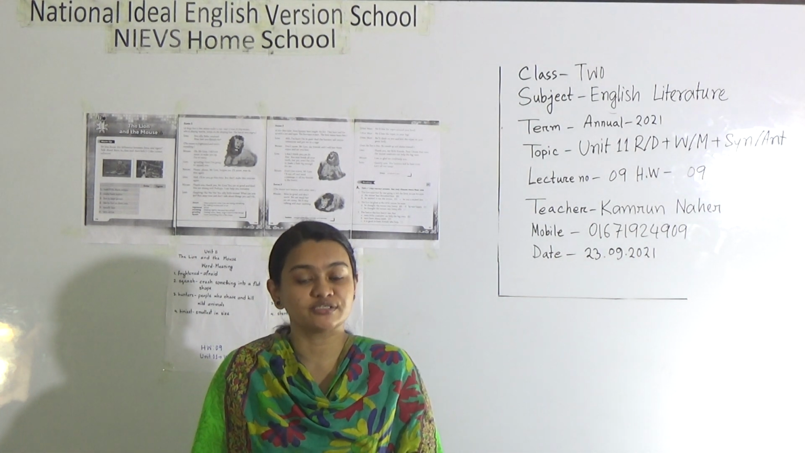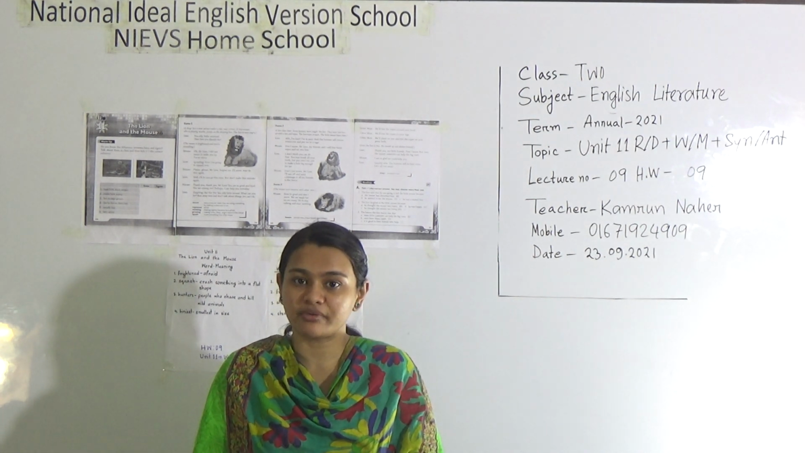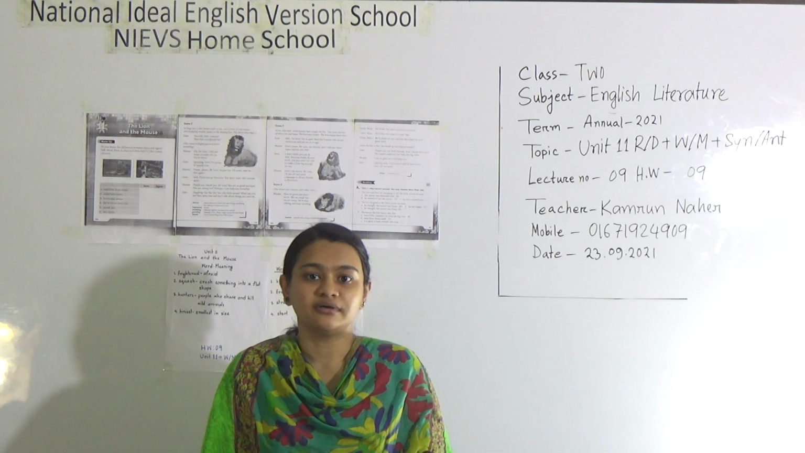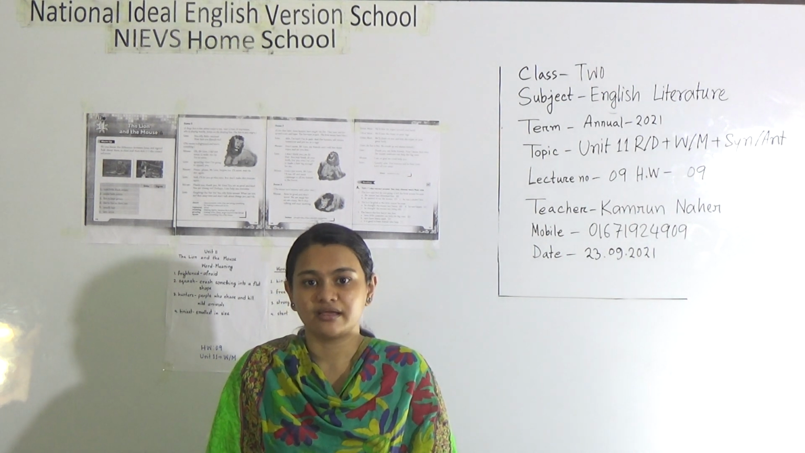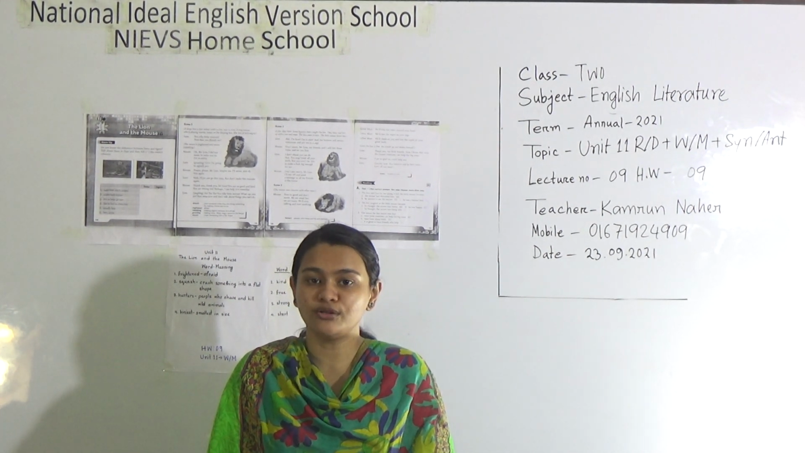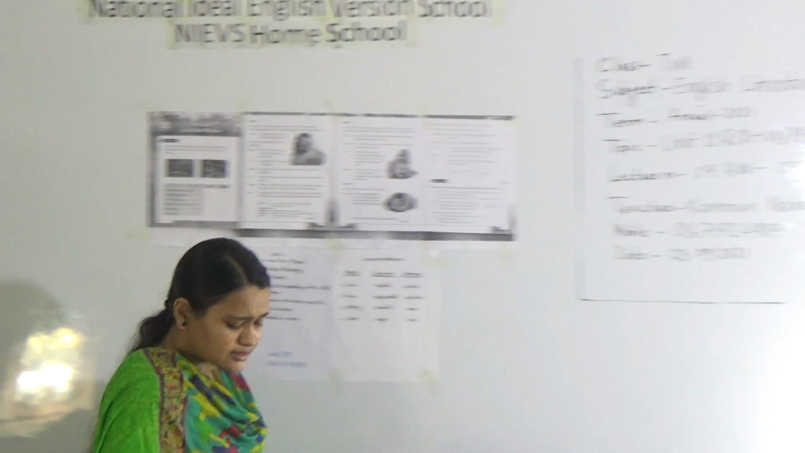My dear students of class 2, today I am going to take your English literature class. Our today's topic is Unit 11. We will read this unit and then we will do word meaning and synonym antonym from this unit. The name of this unit is The Lion and the Mouse, and you all know about this story. In your book, this story is given as a drama or play. Let's start. The Lion and the Mouse.